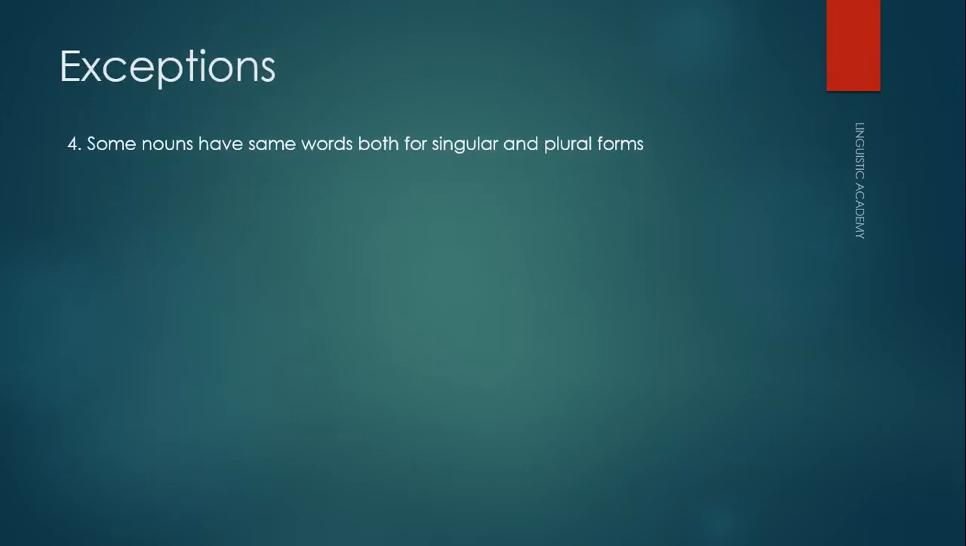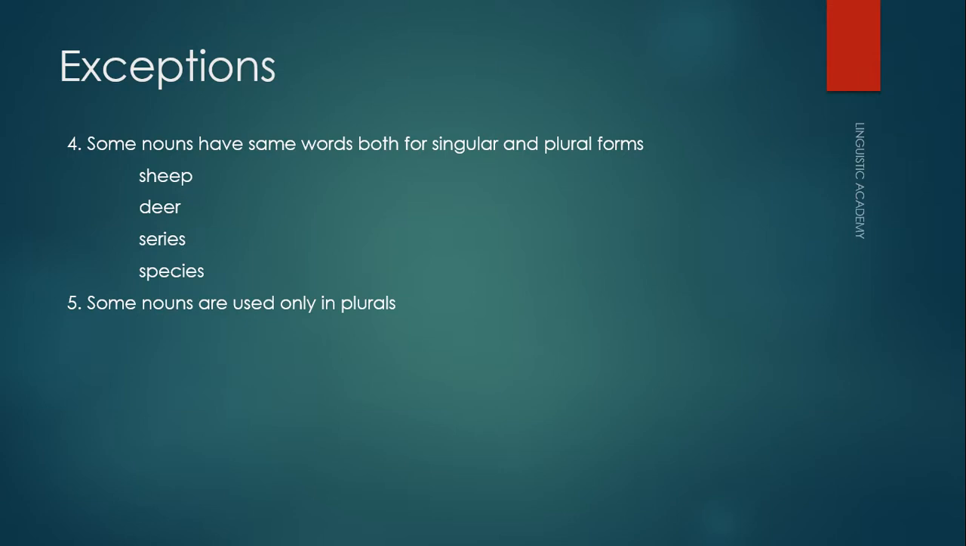Number 4. Some nouns use same sounds for both singular and plural forms. They do not change, like sheep, deer, series. Now these 3 are used as plural and singular in both forms. Species is also that type.